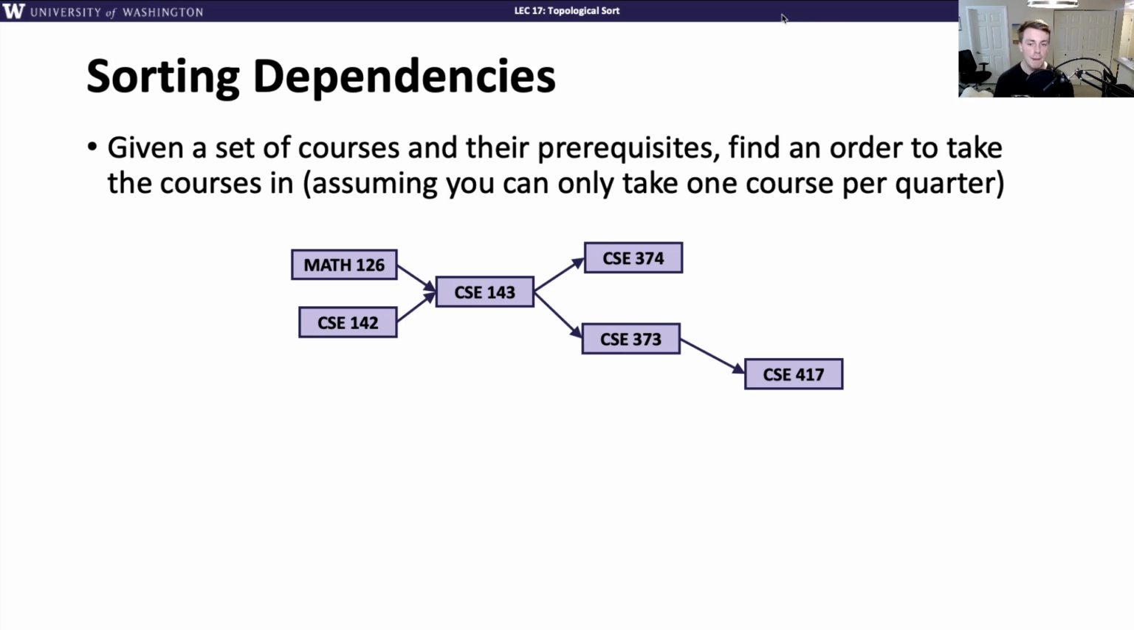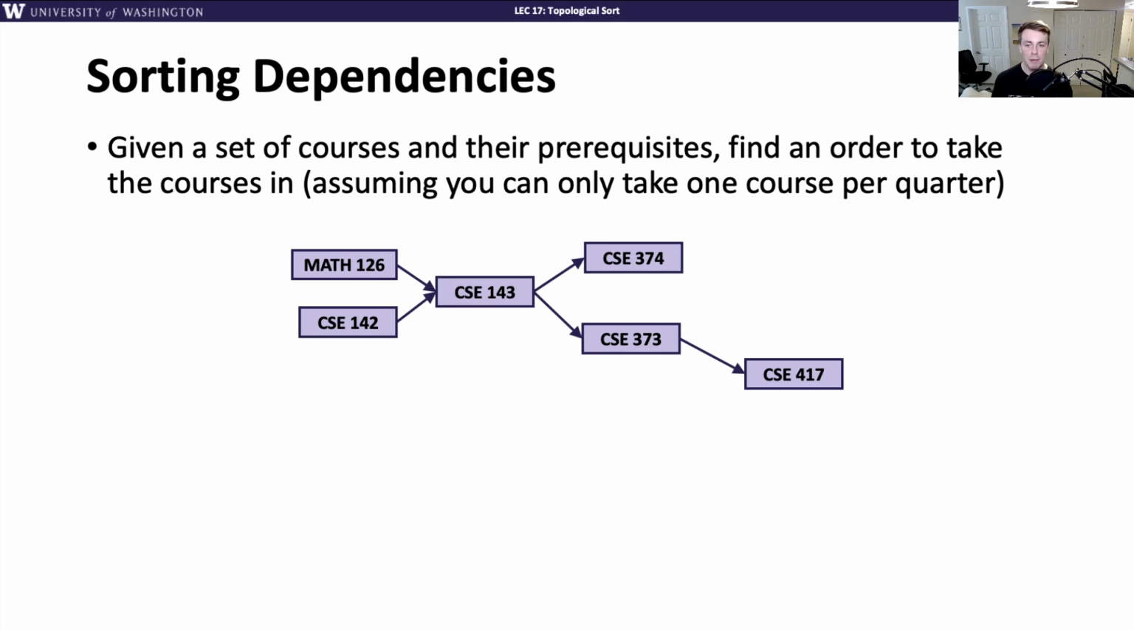So suppose that Math 126 and CSE 142 are prereqs for 143, which is a prereq for 374 and 373, and 373 is a prereq for 417. Now, notice that 126 isn't a real prerequisite for 143 at the University of Washington we all are at, but I'm just using this as an example for these slides.